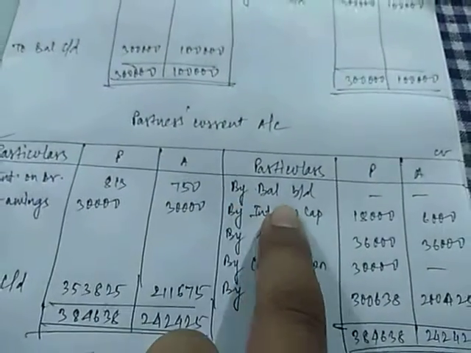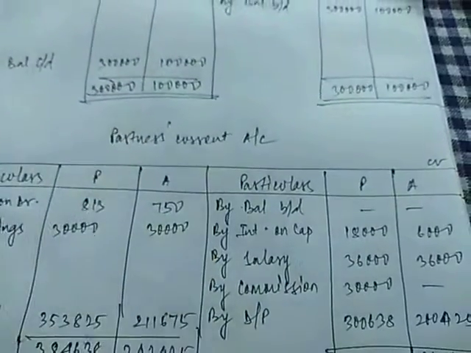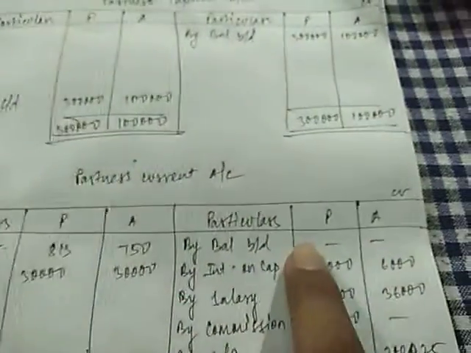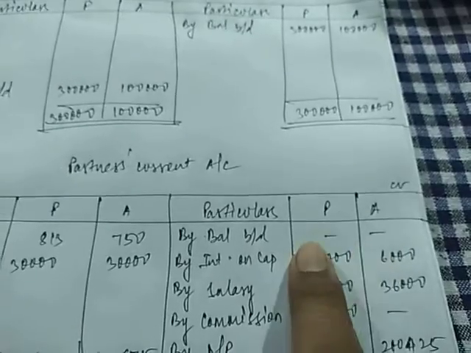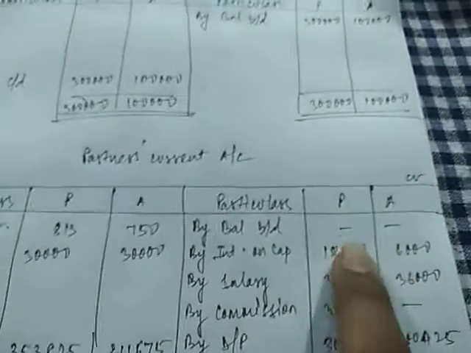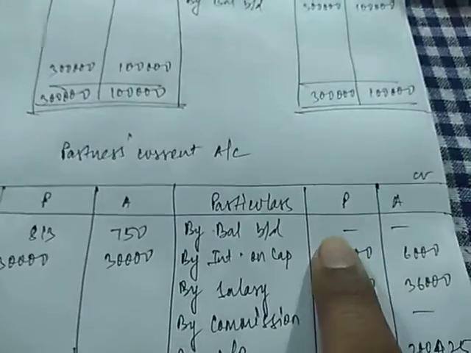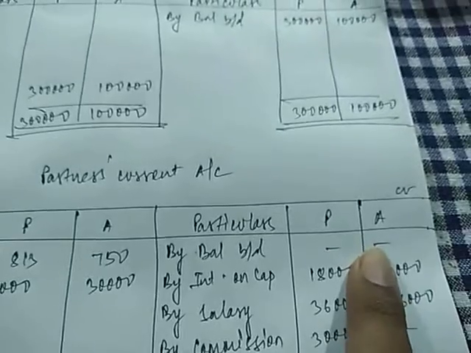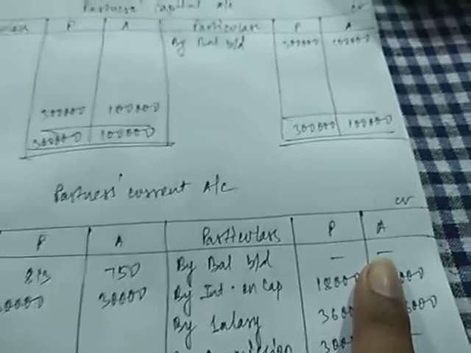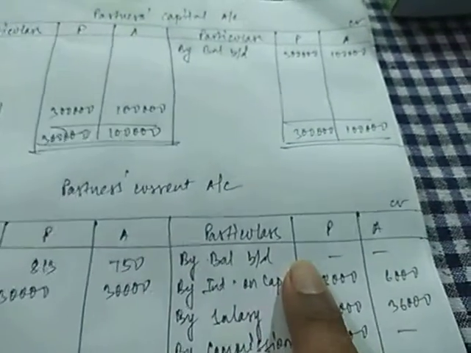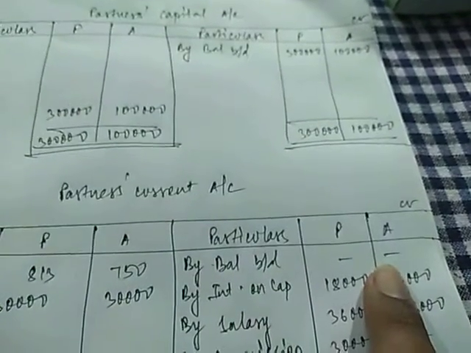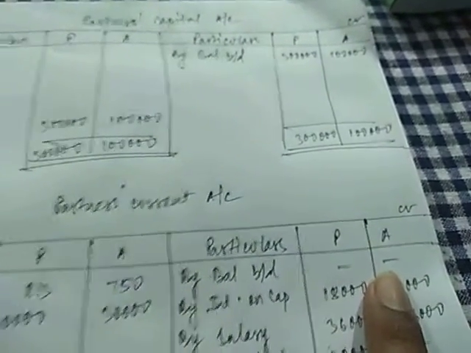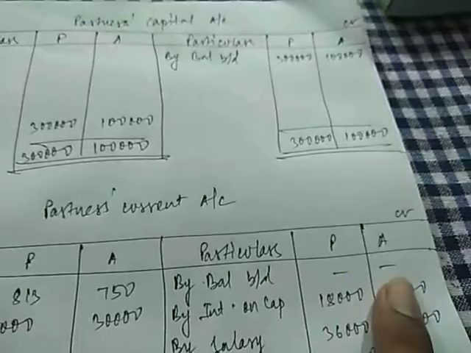Here you can see in the given question partner's current account balance was not given, so balance BD is nil here. We will not write the balance of partner's capital here. We will need the balance of partner's current account, but the opening balance of partner's current account was not given in the question, so it is nil here. Please note, we will not write the balance of partner's capital in the partner's current account. Partner's current account balance will be given separately in the question. Since it was not given in this question, we have not written it here.